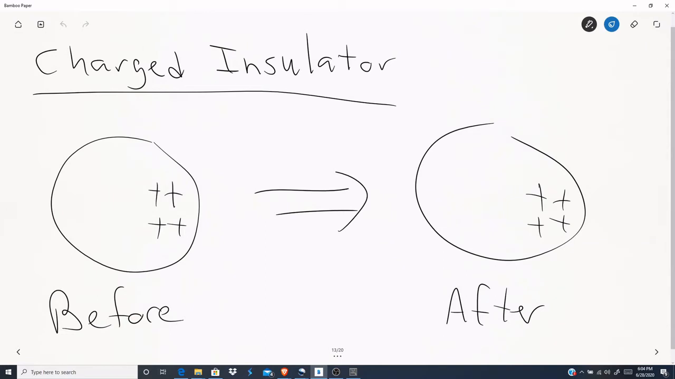For an insulator, because charges can't flow in through the interior or across the surface of an insulator, when you place charges on the surface, they just stay there. So if we had the same situation but with an insulated sphere, the charges would just stay where you put them, and so in this case we put some positive charges on the right-hand side of the sphere, and they stay on the right-hand side of the sphere.